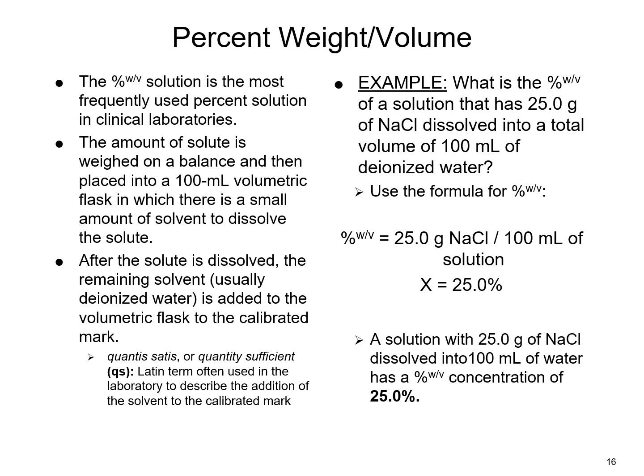In this example here, we want to know what is the percent weight per volume of a solution that has 25 grams of sodium chloride dissolved in a total volume of 100 mLs of deionized water. To solve this, of course, we're going to use our percent weight per volume formula. We plug those numbers in, and then we determine that a solution with 25 grams of sodium chloride dissolved in 100 mLs of water has a percent weight per volume concentration of 25%.